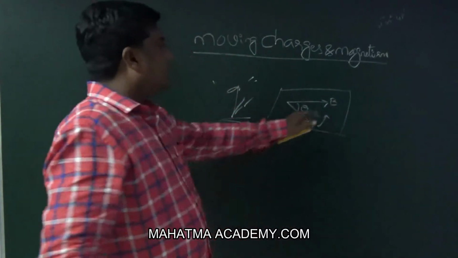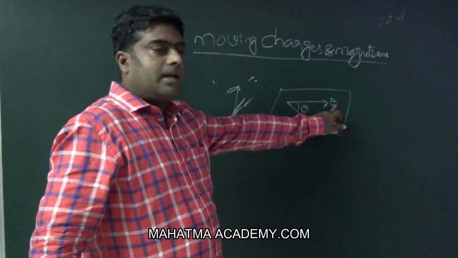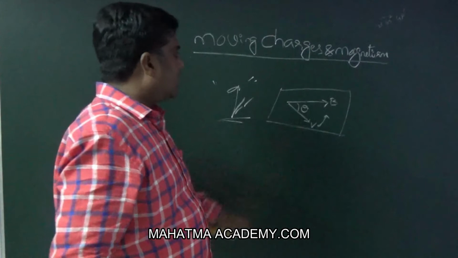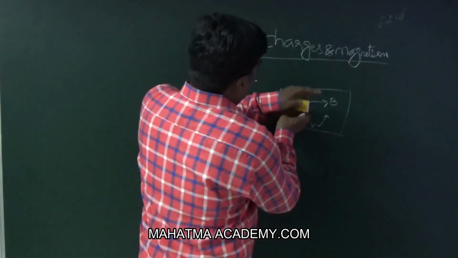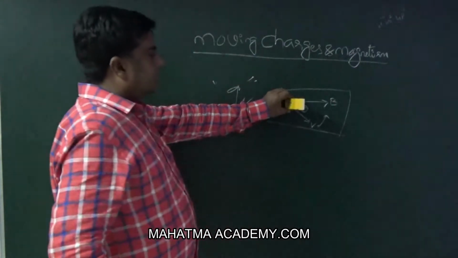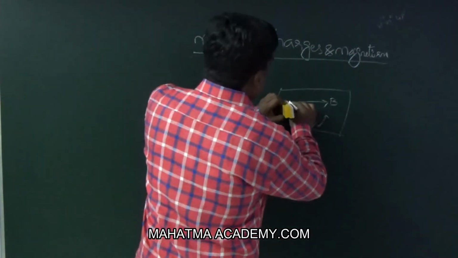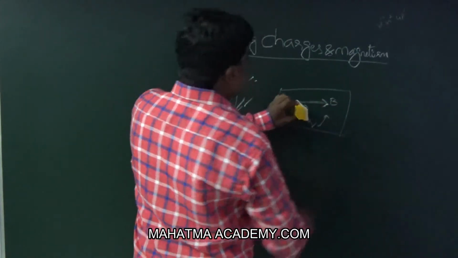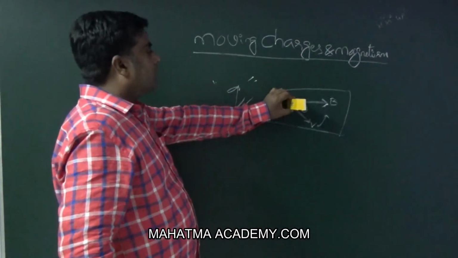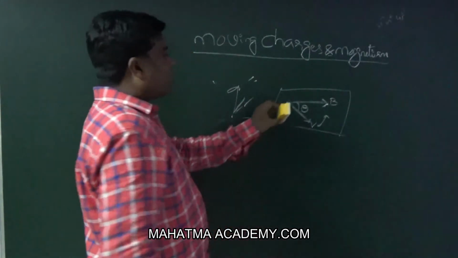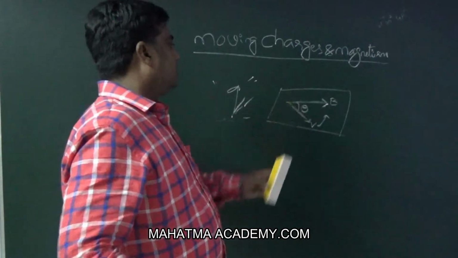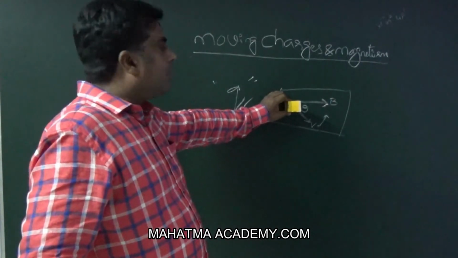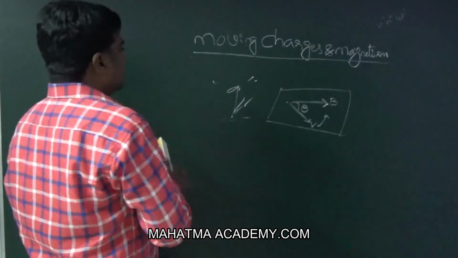B, the external field, and the velocity V of the charge are in one plane, making an angle theta. The force is perpendicular to this plane. In the plane of the board, B and V are there, and the angle between them is theta. The force is like this if the charged particle is positive. If the charged particle is negative, the direction is opposite, that is, into the board. This is the direction of the force if a charged particle is projected in the external magnetic field.